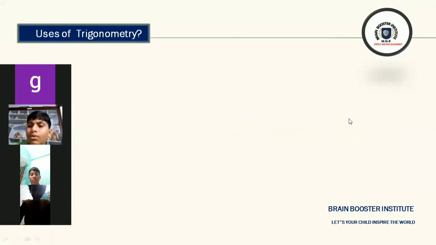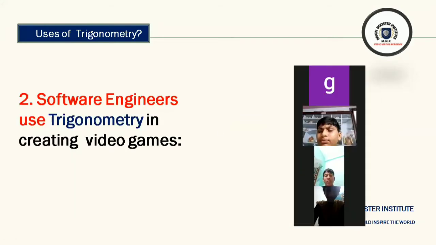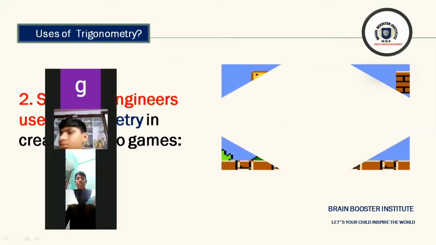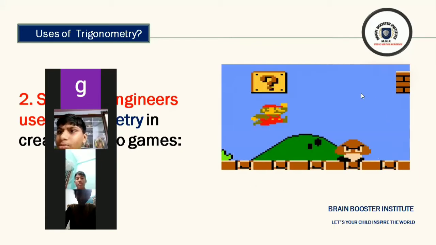And the next one, children: software engineers also use trigonometry in creating video games. Do you believe that? We are all playing video games, also on our mobile phones, isn't it? I think you have seen this game, children. Mr. Srinath, can you please tell me the name of this game?